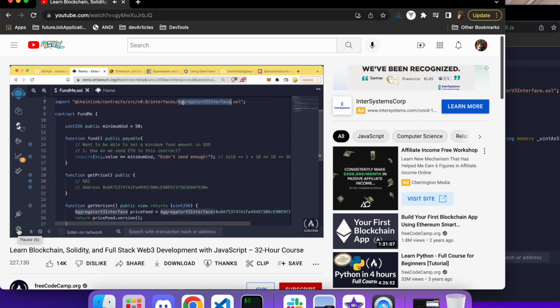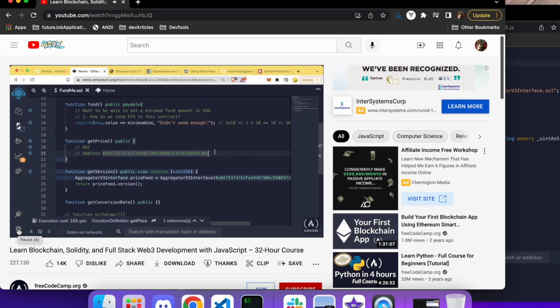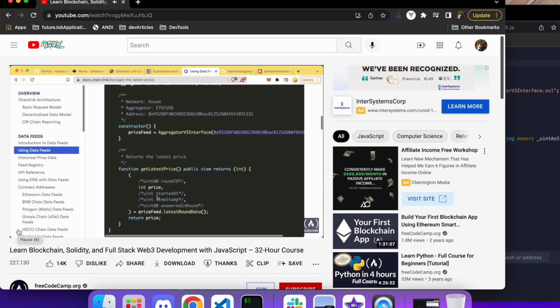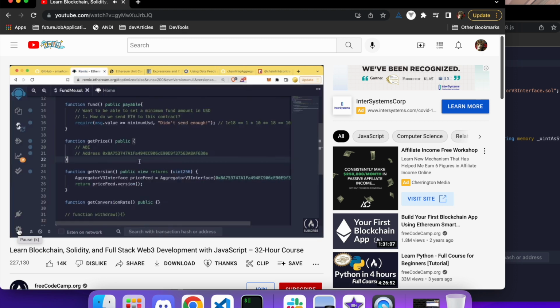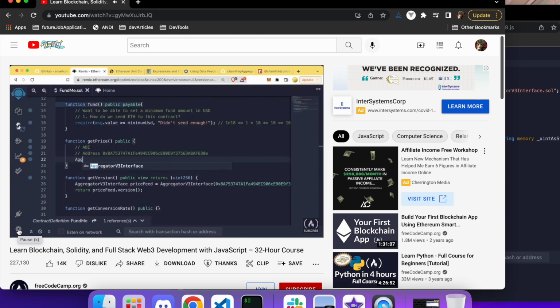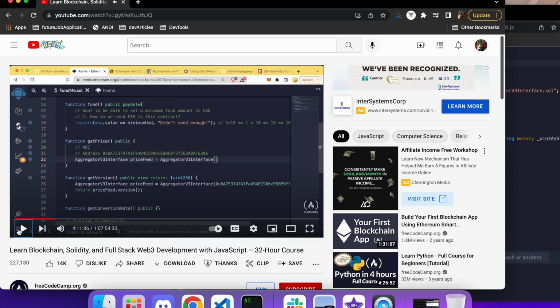Okay, great. So now that we have a minimalistic interface, which will give us the ABI, how do we actually go ahead and get the price here? Well, documentation has a good example if you want to play with it and try to reverse engineer it as well. Here's how we're going to do it. In our code, we're going to create an AggregatorV3Interface variable called priceFeed, which is going to equal AggregatorV3Interface. Okay, a few things are happening.